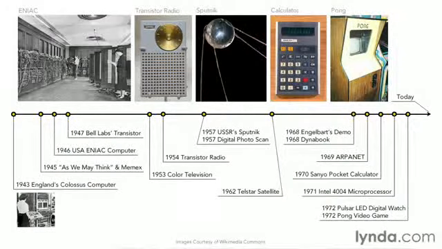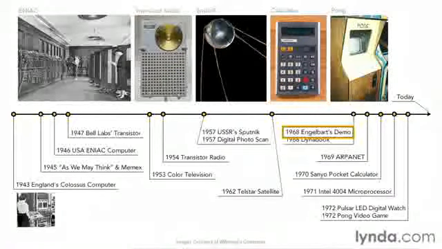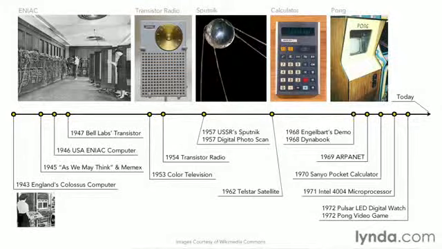The late 1960s were an important period because Douglas Engelbart gave his mother of all demos, in which he showed us his vision of the modern computer, complete with a mouse. And in 1969, the Advanced Research Projects Agency Network, also known as ARPANET, was launched. It would go on to become the basis for today's Internet.